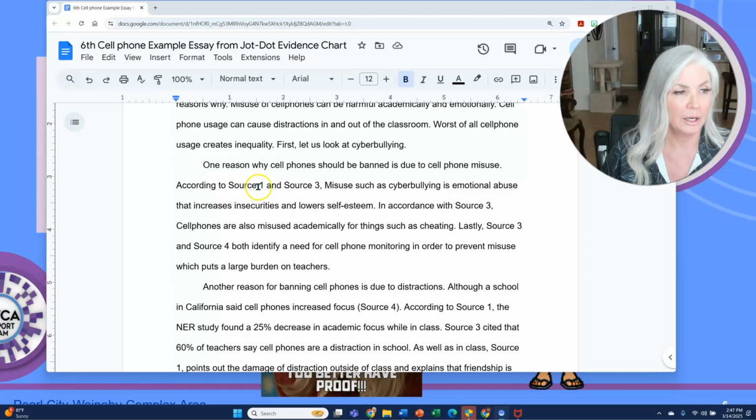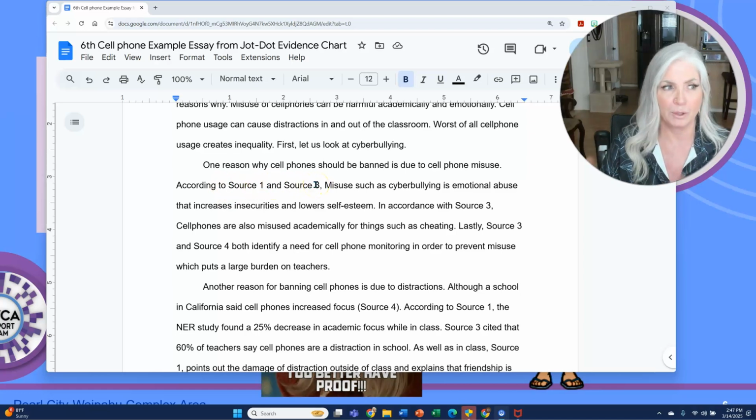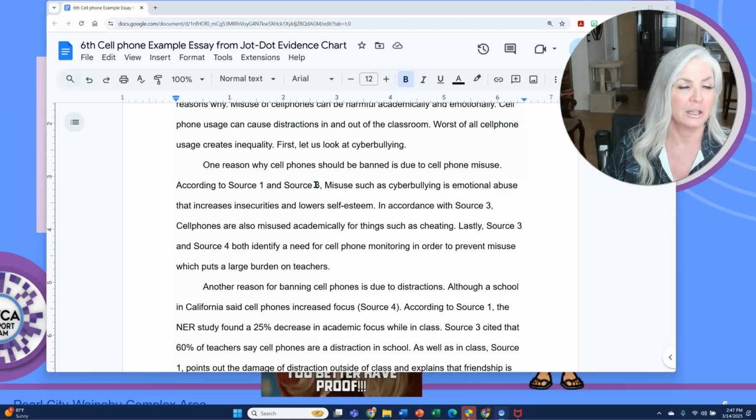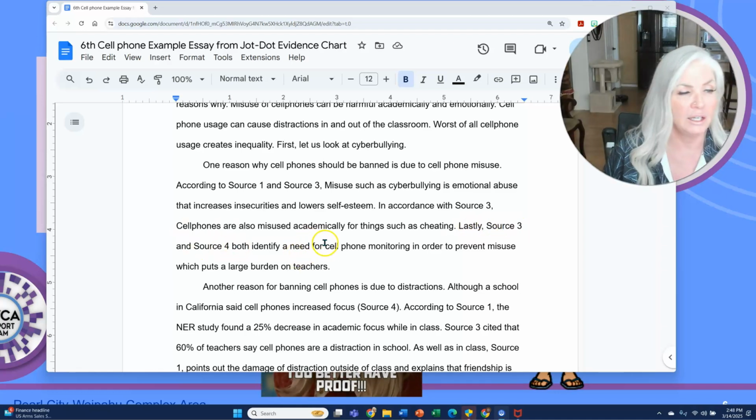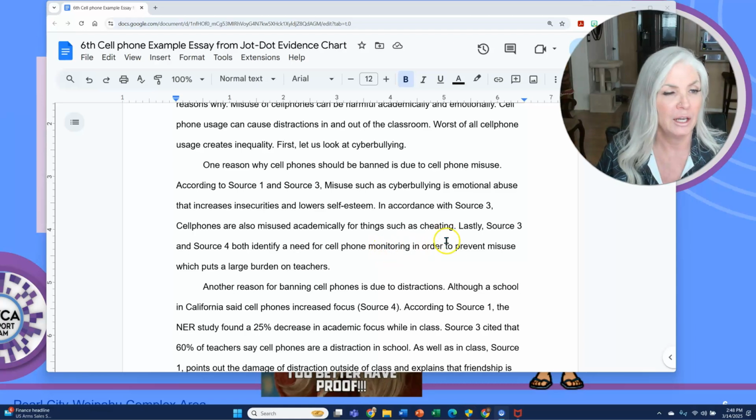According to source 1 and source 3, notice how I'm talking about both sources, right? Misuse such as cyberbullying is emotional abuse that increases insecurities and lowers self-esteem. So that came from source 1 and 3. In source 3, cell phones are also misused academically for such things as cheating. Lastly, source 3 and source 4 both identify a need for cell phone monitoring in order to prevent misuse, which puts a large burden on teachers.